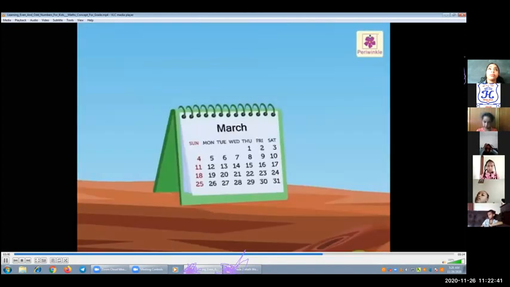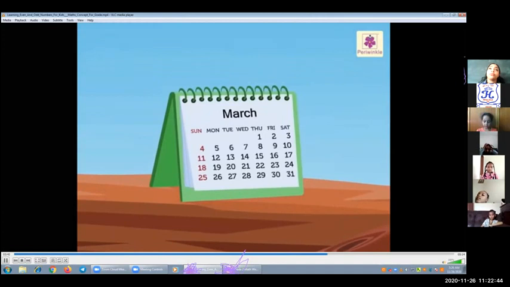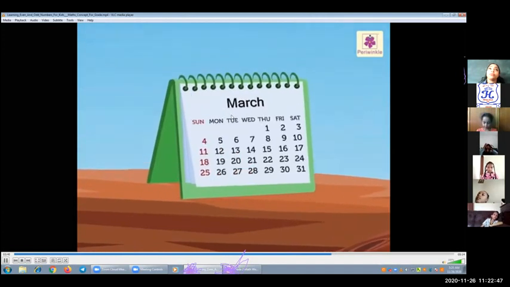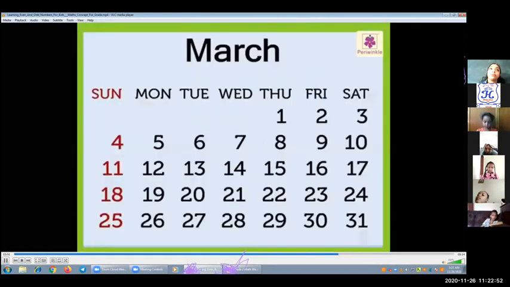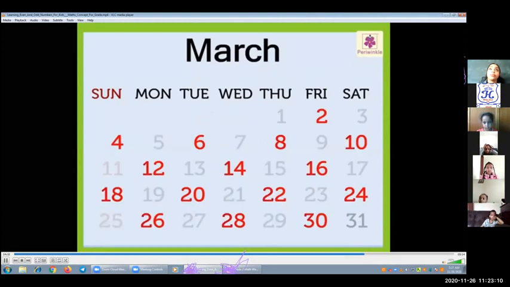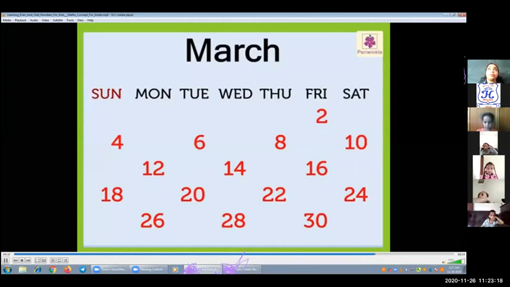Now, let us look at our school calendar and see if we can identify the even and odd numbers. All numbers with the digits 0, 2, 4, 6, or 8 in the ones place are called even numbers. Hey, we have correctly identified the even numbers.